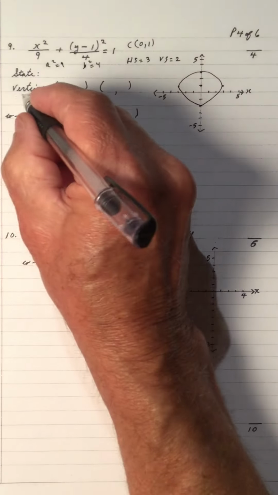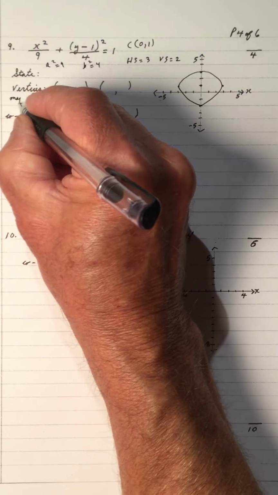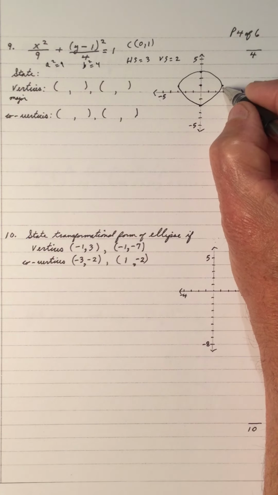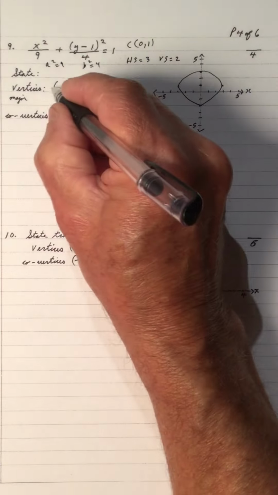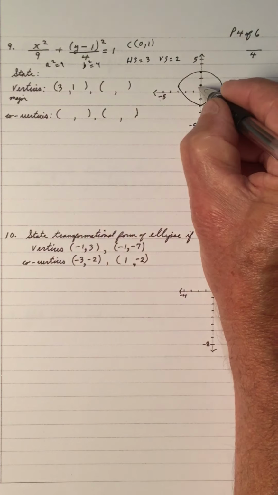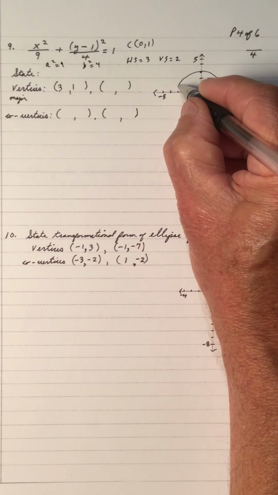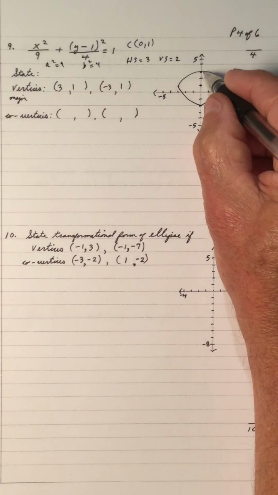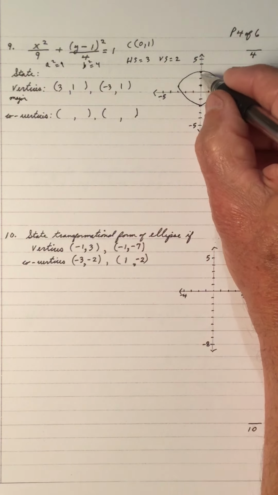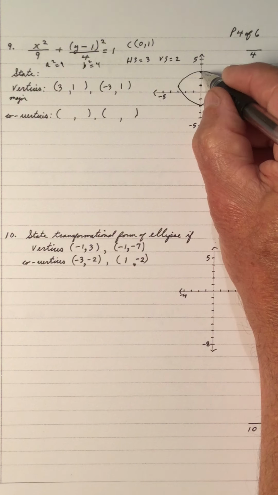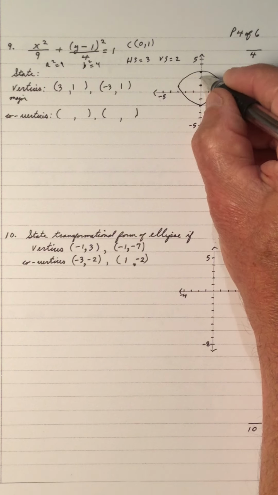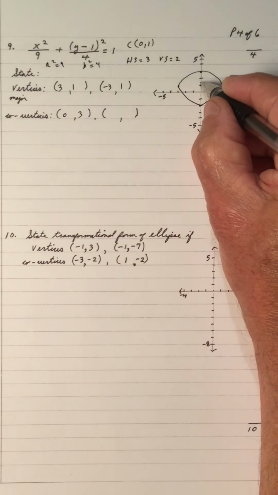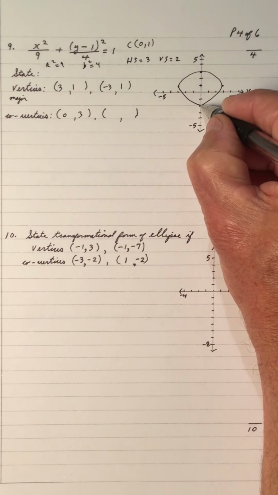And the vertices are on the endpoints of the major axes. So that means this one right here is 3 comma 1, and this one right here is negative 3, 1. So that's the vertices. And the co-vertices are on the endpoints of the minor. So this one right here is x is 0, y is 3, and this one right here, x is 0, y is negative.